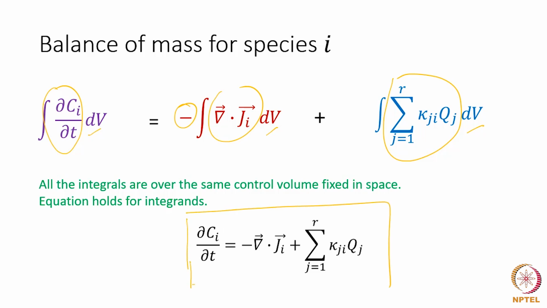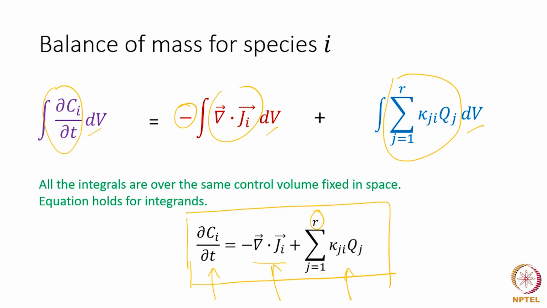So this is basically the strong form or the differential form, saying that the increase of the mass of the species i in a control volume is nothing but the total influx of the species i plus the total generation of species i due to all the R reactions that are taking place in that particular control volume. So we have finally arrived at the balance of mass. At this point we can say that the species balance equation is derived.